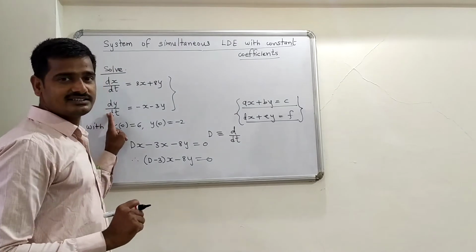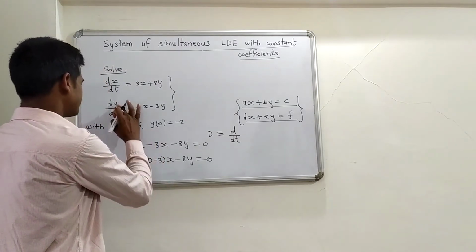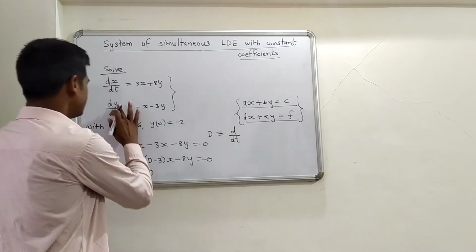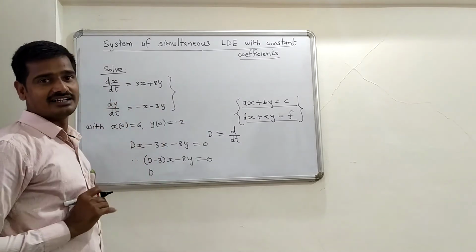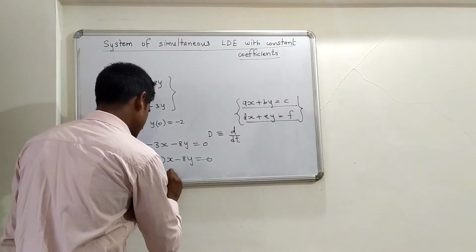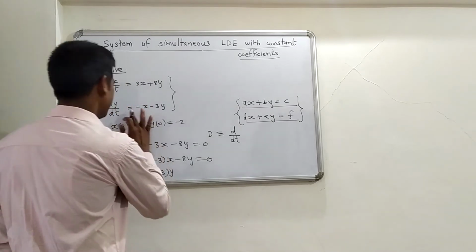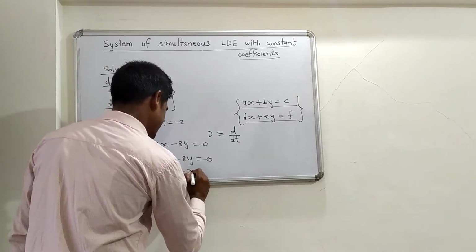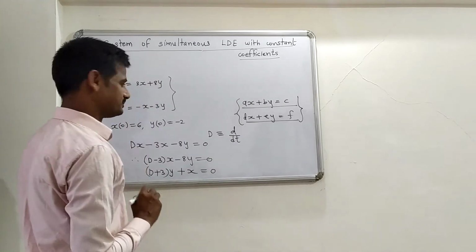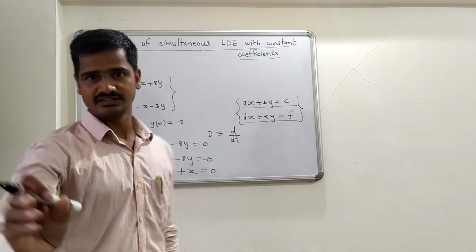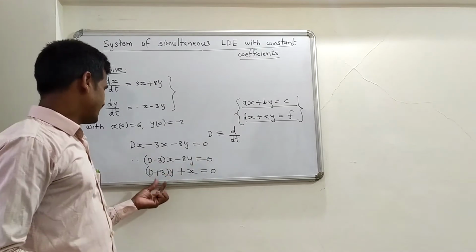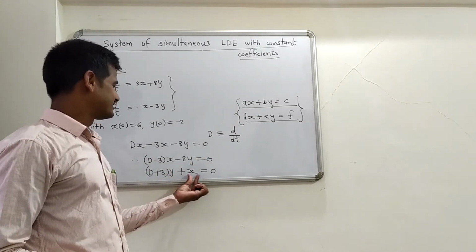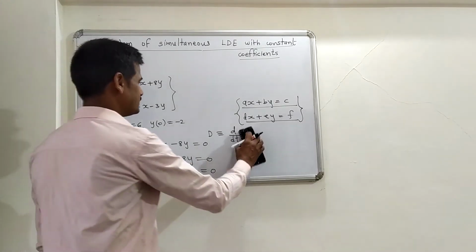Similarly, we write the second equation. So what is the second equation? It is dy by dt minus 3y, bring it to the left hand side, so plus 3y. So (D plus 3) into y plus x is equal to 0. Now look at these two equations: (D minus 3) into x minus 8y and (D plus 3) into y plus x is equal to 0.